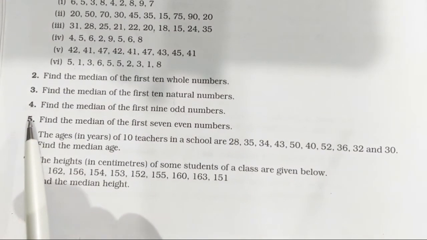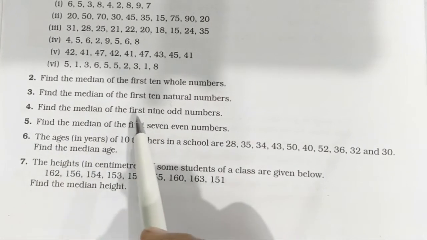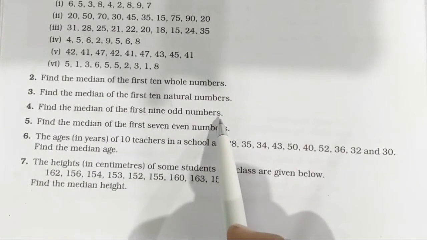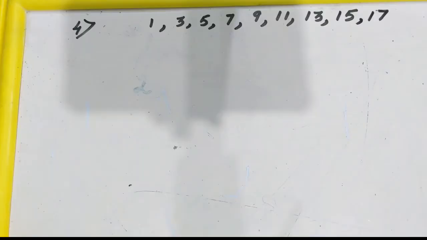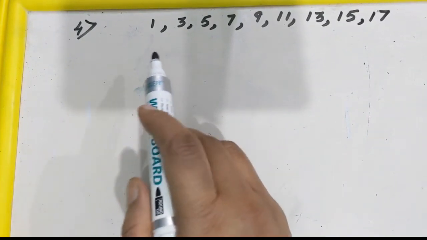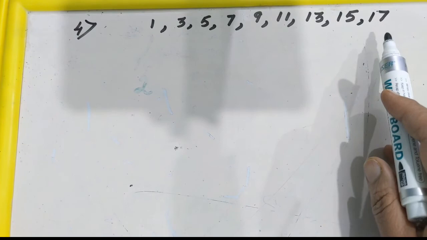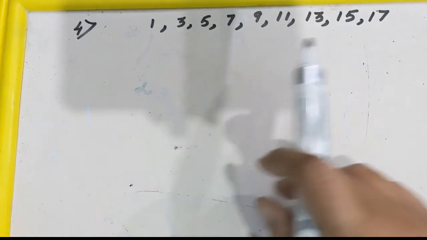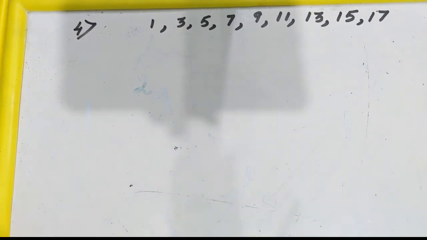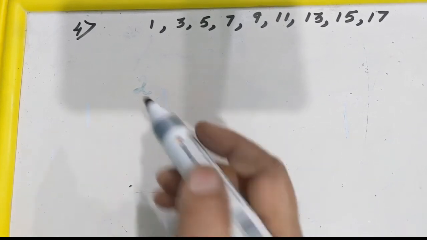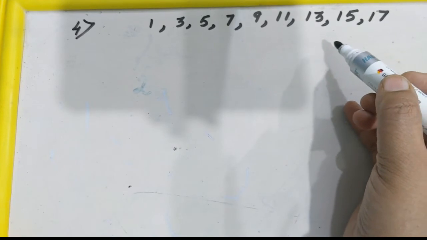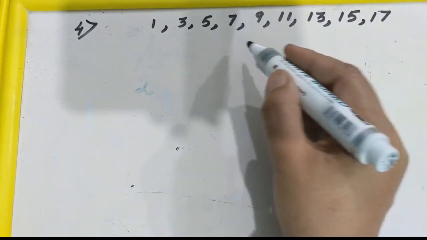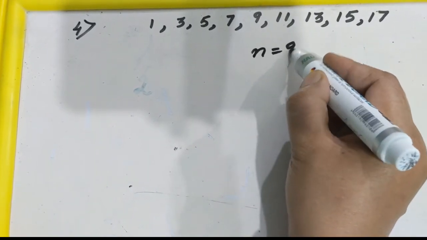Question number 4. Find the median of the first 9 odd numbers. So let's do. Children, if you see here, I have noted the first 9 odd numbers. If you don't know to write the first 9 odd numbers, if the concept of number is not clear, you'll face problem in this question. Otherwise, the sum is very easy. Here you are asked to find the median of how many terms? 9 terms. So n is 9 and 9 is odd.